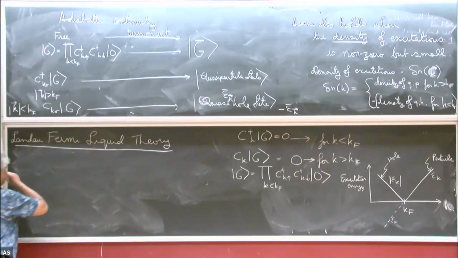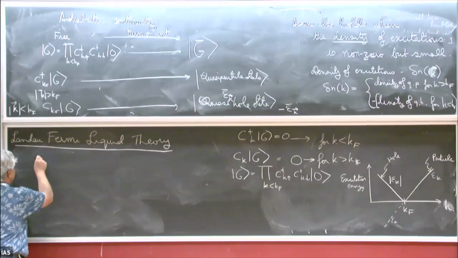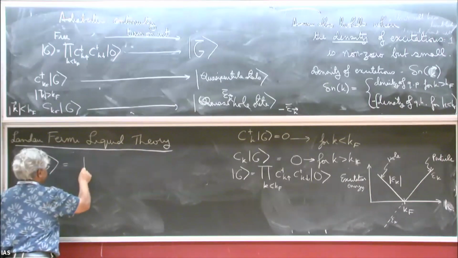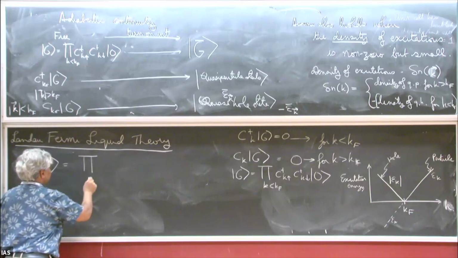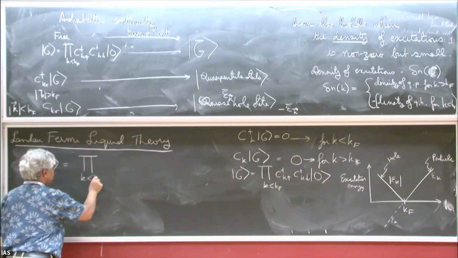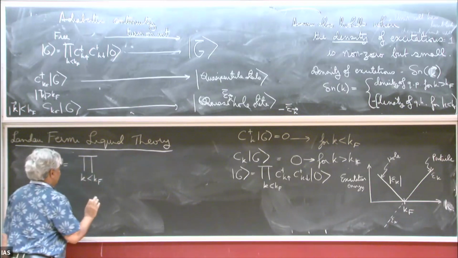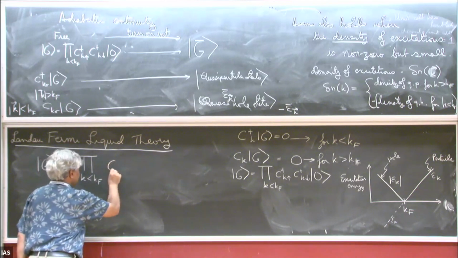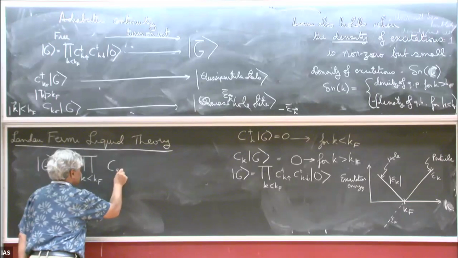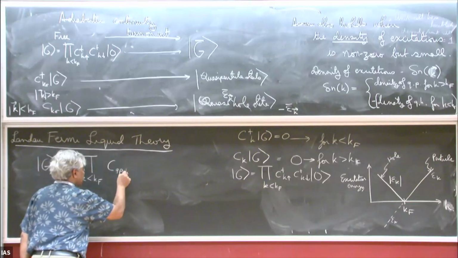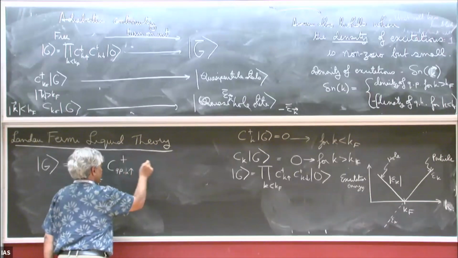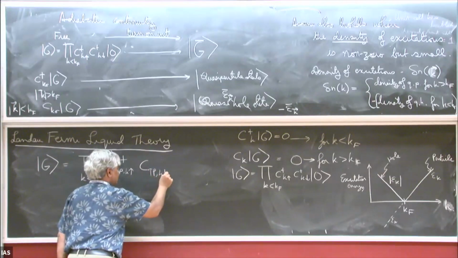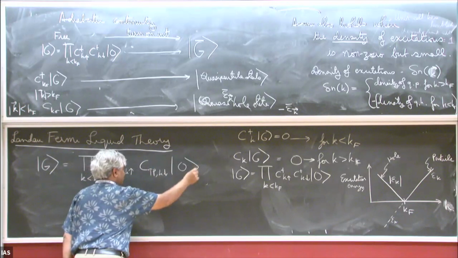So what we're going to say now is that the ground state wave function is exactly a product over k less than kF of some quasi-particle operators, c quasi-particle k spin up, c quasi-particle k spin down, acting on the vacuum.